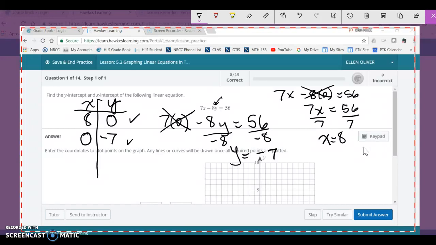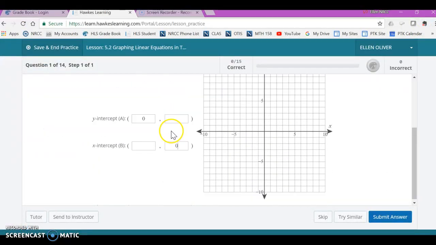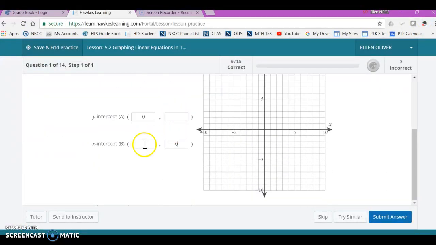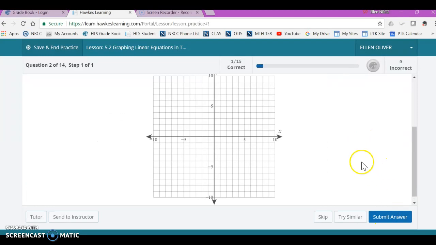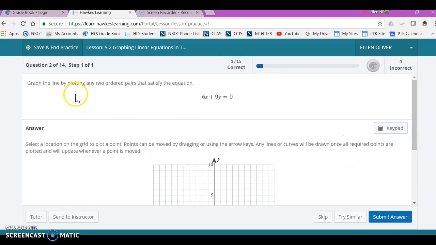Okay, so let me go back there. It's 8 and negative 7. All right, so the x-intercept is 8. I have to make sure I put them in the right place. And the y-intercept is negative 7. So let's see if I did that right. I did. Okay, good. So you have to read these very carefully, okay?